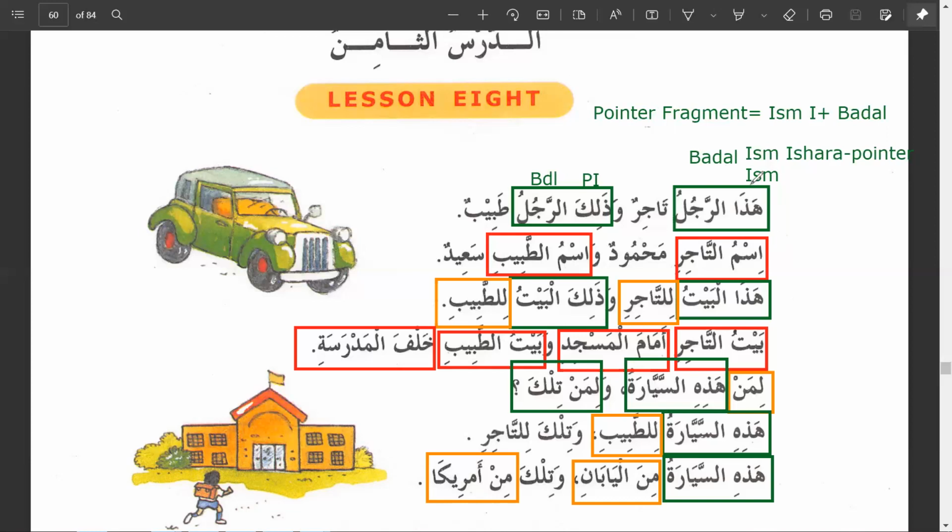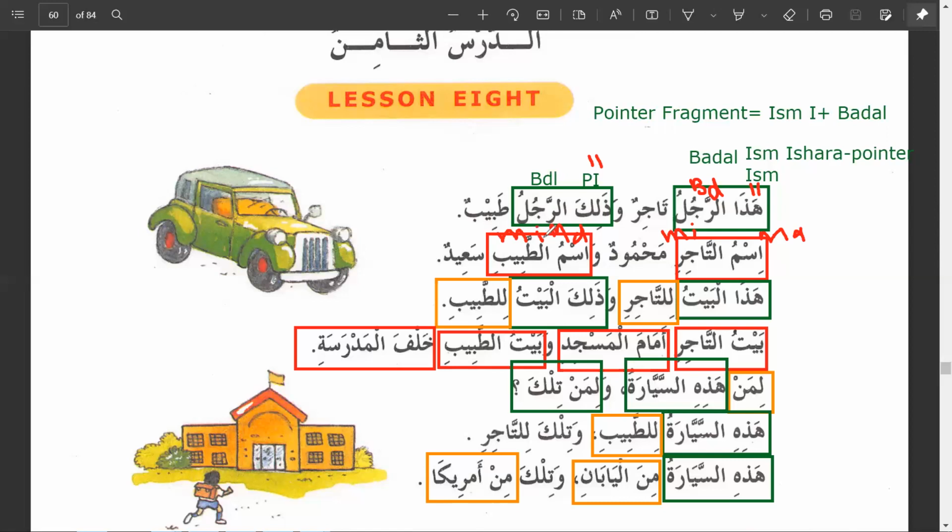Haza is ism ishara, right? And ar-rajulu is badal. Then again, zalika is pointer, ism ishara, and ar-rajulu is badal. In ism tajiri, which is the fragment? If it's an idafa, ismu is mudaf, and attajri is mudafile. Very good. Then again, ismu is mudaf, and attabibi is mudafile.